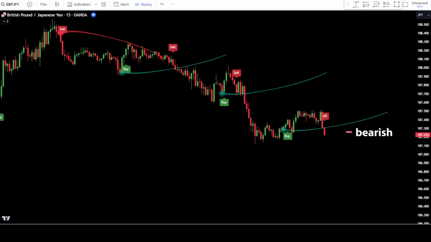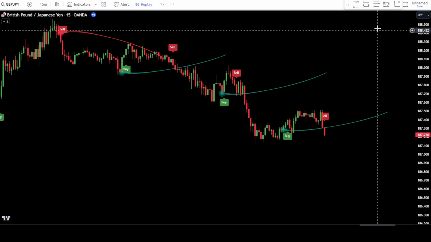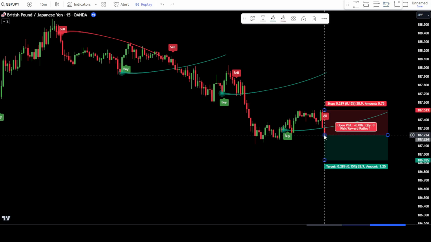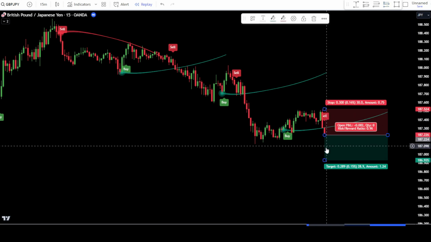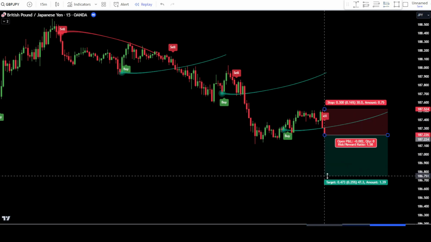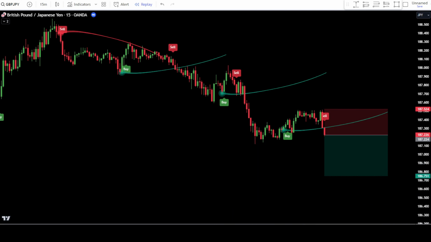3. Next, ensure that the candlestick formed is bearish. 4. Once all conditions are met, place a sell order after the bearish candlestick is closed. 5. Set the stop loss at the latest swing high. 6. Target the take profit using a risk and reward ratio of 1 to 1.5.